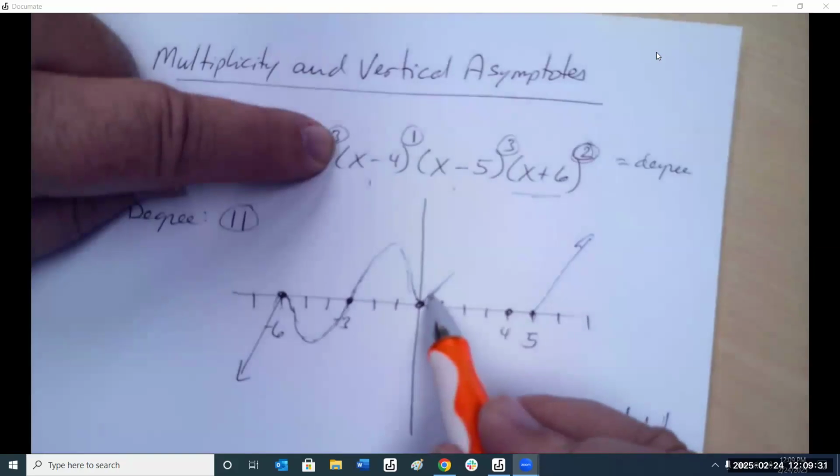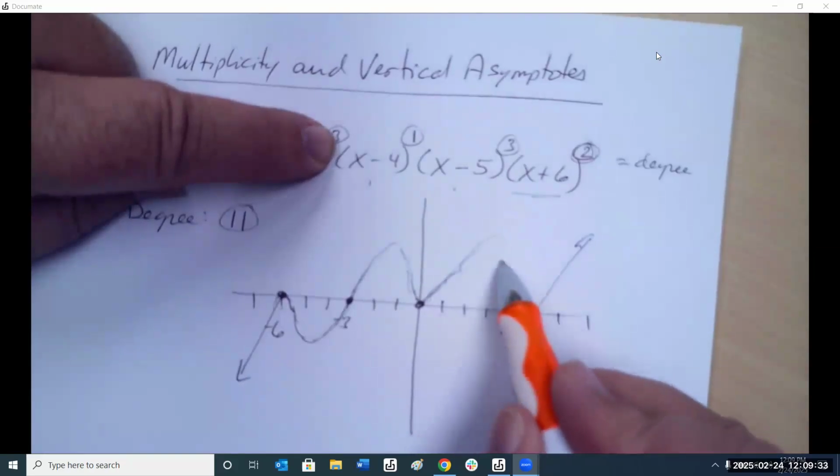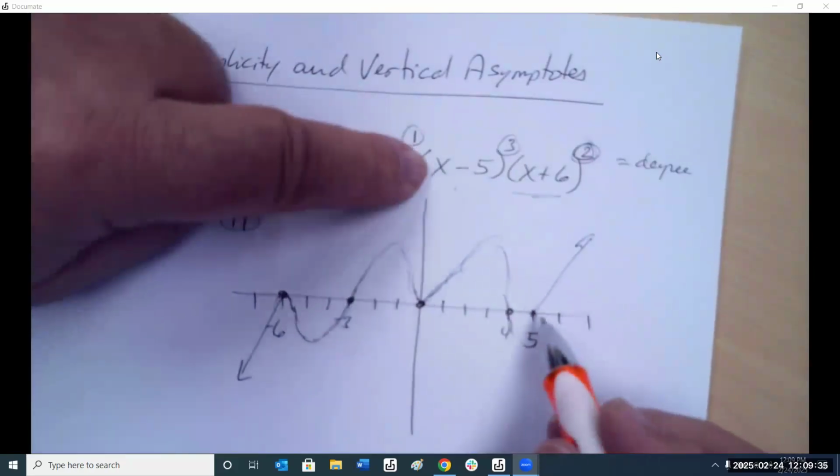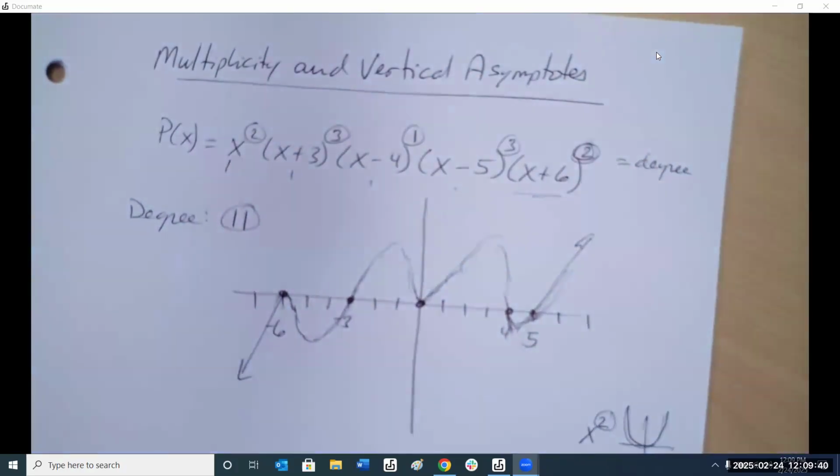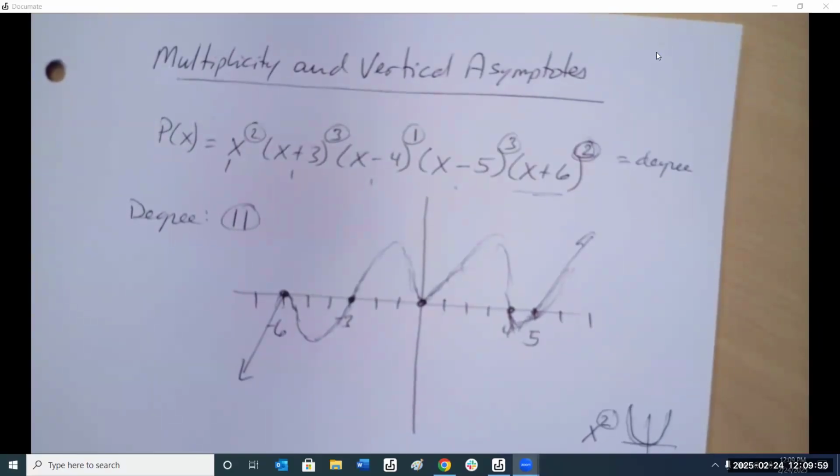At 4, it's 1, so it crosses. And at 5, it's 3, so it crosses. So this is a rough idea what the graph looks like, simply by using the multiplicities of our factors. So that's what we learn in algebra, how to graph. So the multiplicity tells us that.